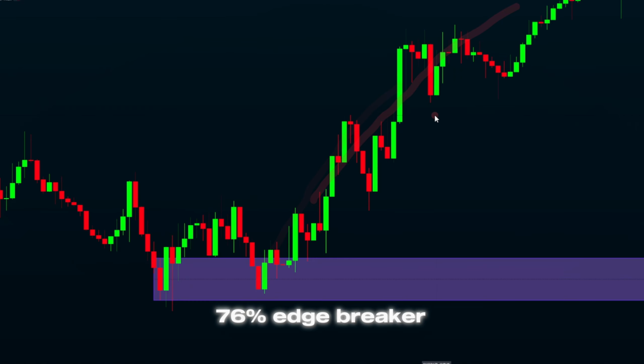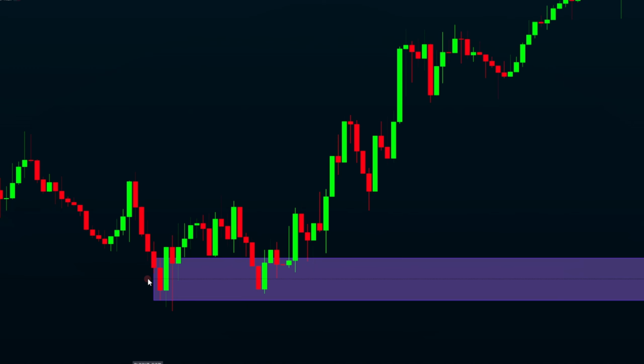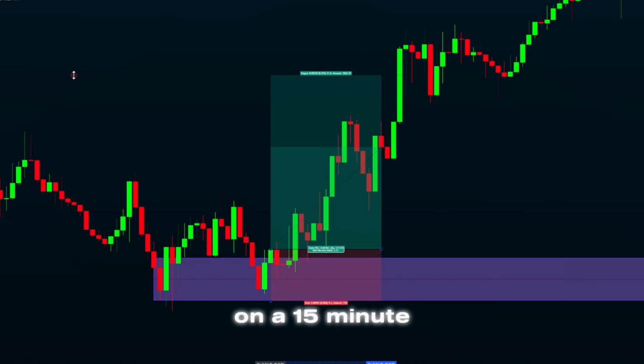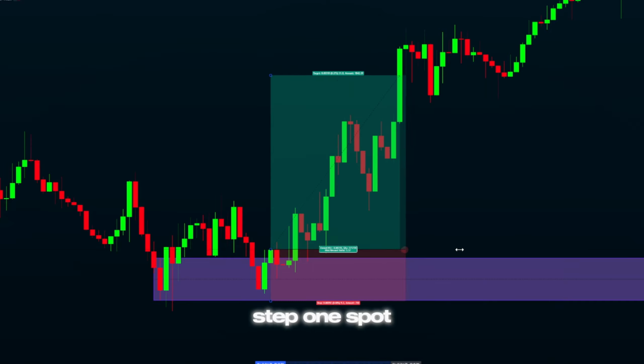Why 76% edge? Breaker blocks hold unfilled sell orders. Institutions dip into it to sweep remaining liquidity, then reclaim upward. Small traders sell the dip into the block. Big money defends it as support, reclaiming for the rally. On a 15-minute Bank Nifty chart, Step 1.